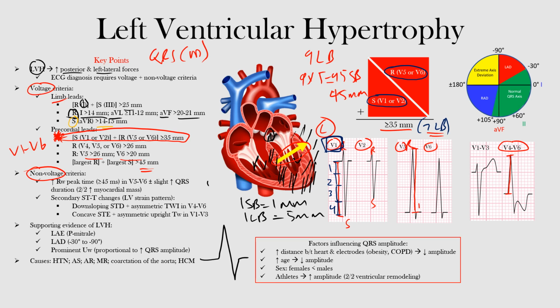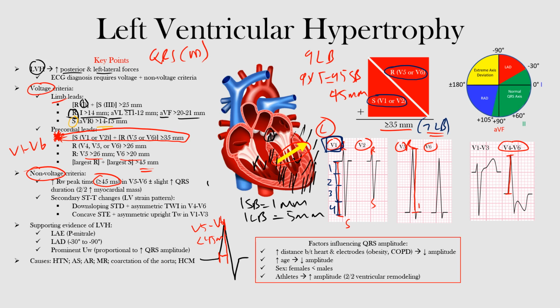The intrinsicoid deflection is from our QRS onset, from this point, to the R wave peak, okay? And you're taking that width there, that duration, and normally in V5 and V6, it should be less than 45 milliseconds, okay? Sometimes with left ventricular hypertrophy, it can be beyond that. Okay, so that's one thing to note.